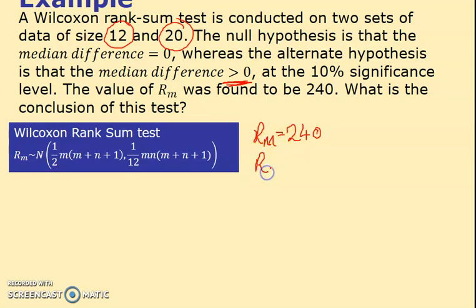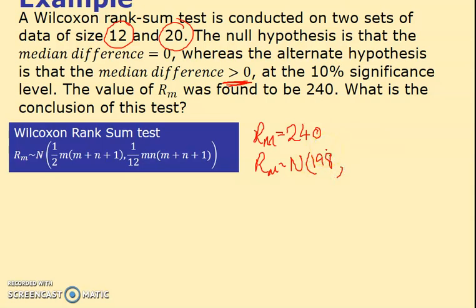Therefore, we would expect this to be a normal distribution. I'll calculate it using this formula, so it's menu 1. So what have I got? I've got 0.5 times M, which is 12, times by M plus N, that's 32, plus one more is 33. So I get 198.